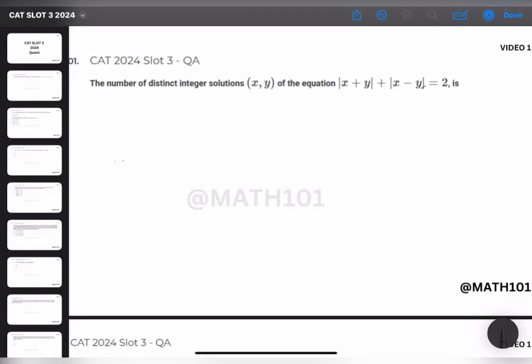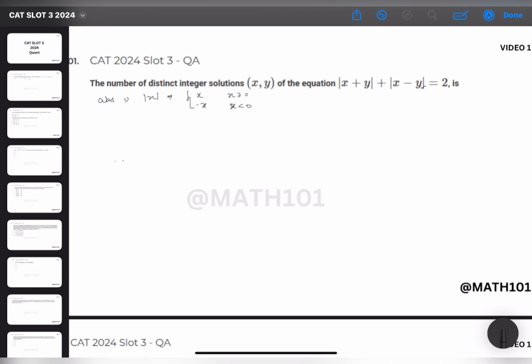So for this question, recall that the absolute value function, which is the same as mod x, returns x if x is greater than or equal to 0, or it returns minus x if x is less than 0. For example, the absolute value of minus 3 is 3, and the modulus of 5 is 5 itself, just to keep it in mind.